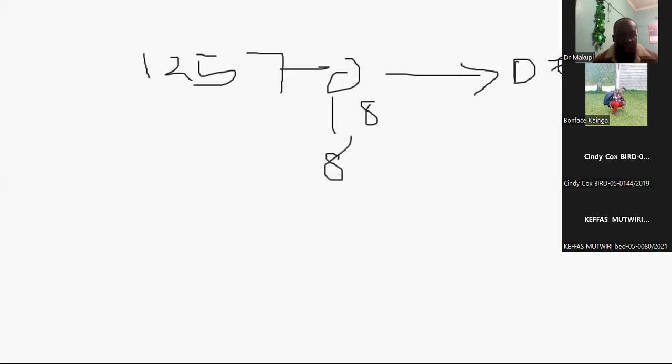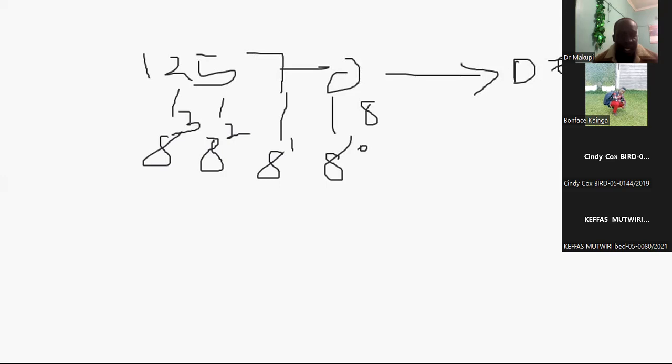12,570, like that. This is base 8, and you are told to change this one to decimal. Remember, decimal now will have an answer in base 10. So you multiply by 8^0, multiply by 8^1, 8^2, increasing powers of 8, like that.